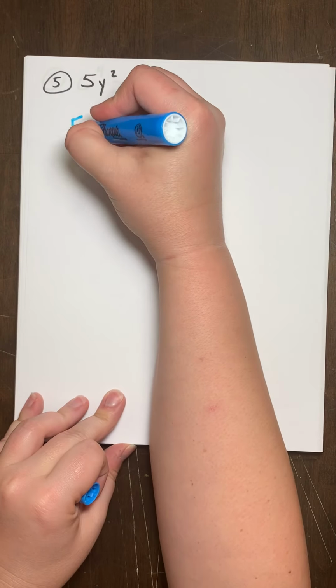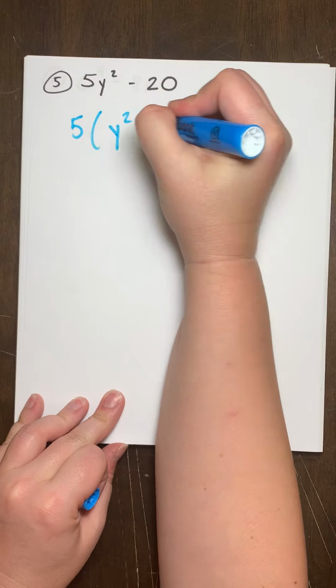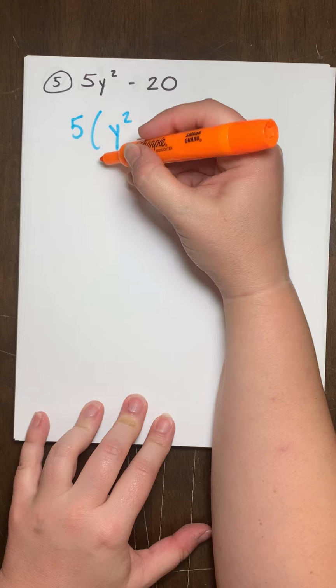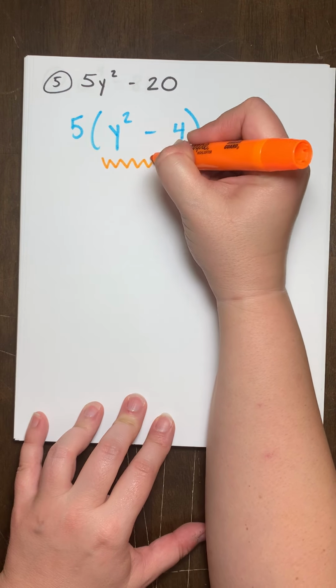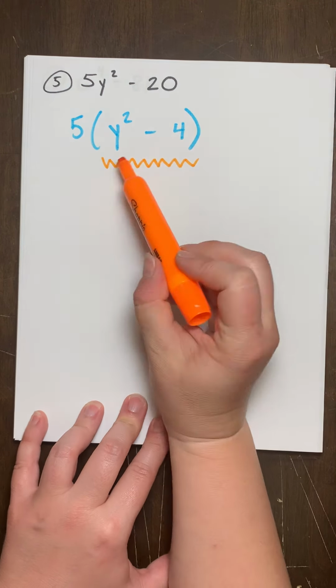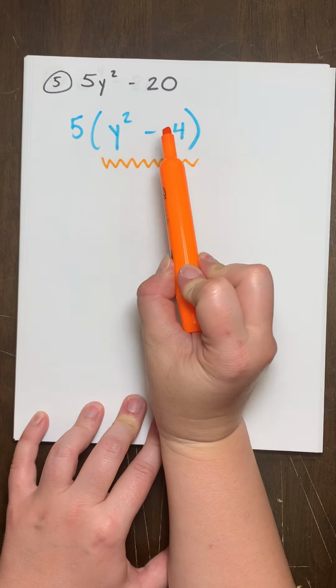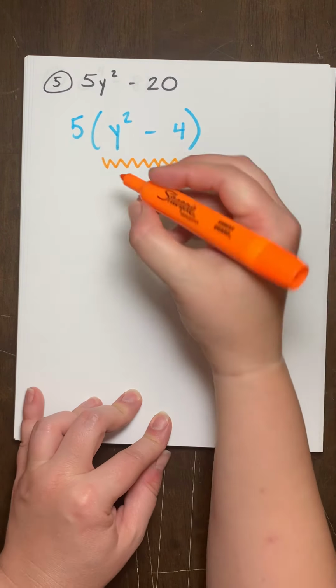Take out your GCF of 5. Y squared minus 4. Don't stop. Can you recognize in the parentheses, what do we now have in the parentheses? Y squared minus 4. That is a difference of squares.